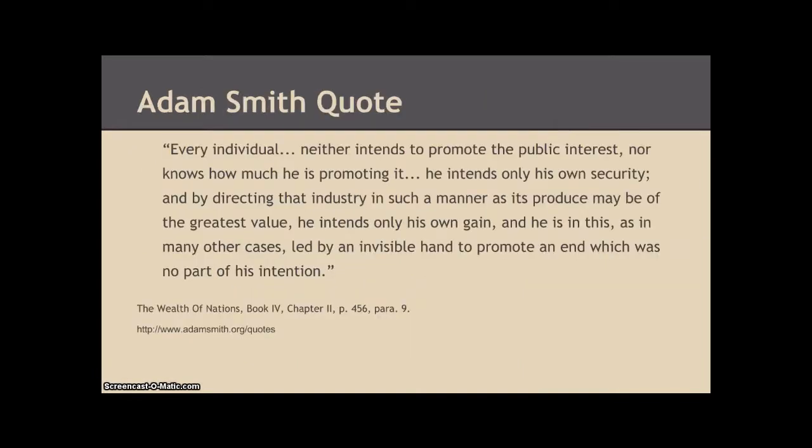So here's a quote from Adam Smith to get a sense of what his ideas are. "Every individual neither intends to promote the public interest nor knows how much he is promoting it. He intends only his own security, and by directing that industry in such a manner as its produce may be of the greatest value, he intends only his own gain. And he is in this, as in many other cases, led by an invisible hand to promote an end which was no part of his intention."